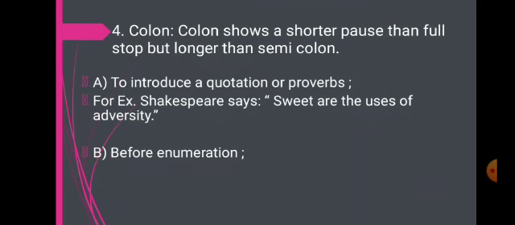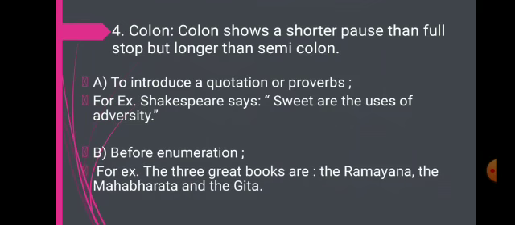Next, before enumeration. Enumeration means listing up things. So in a sentence, when we have 2, 3, 4 things to write, in that case we put colon. For example, the three great books are the Ramayana, the Mahabharata, and the Gita. Now here we have three books, so to number these we have put colon.